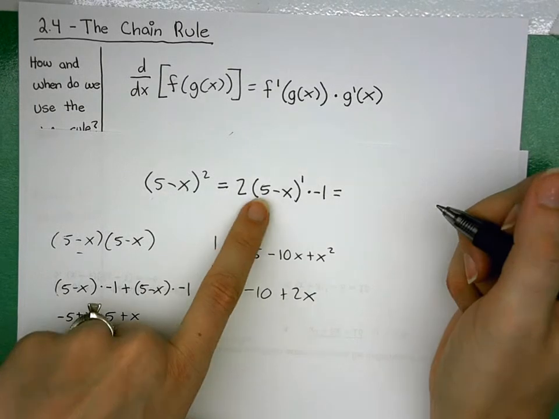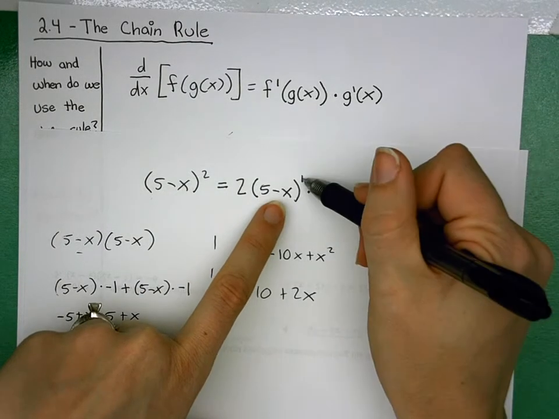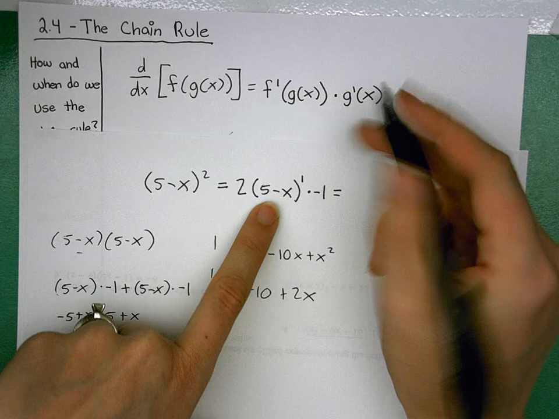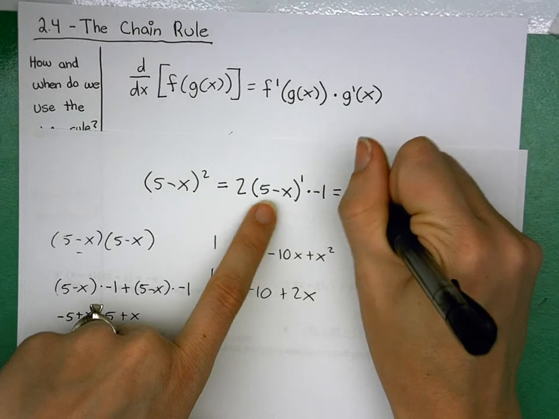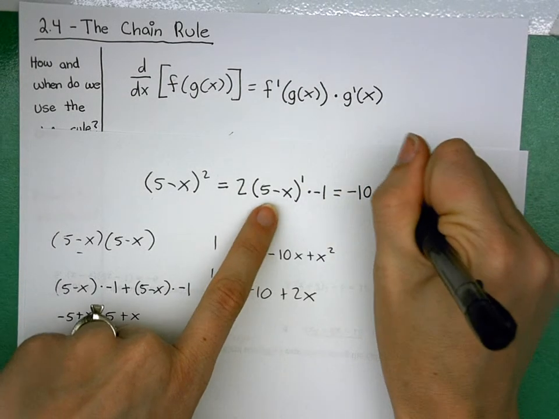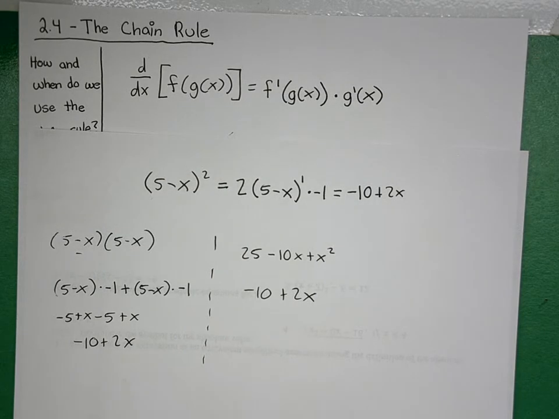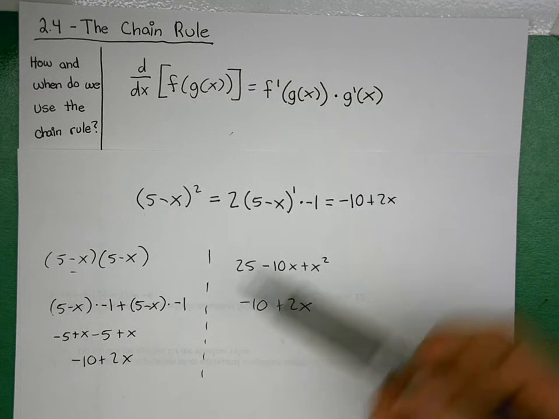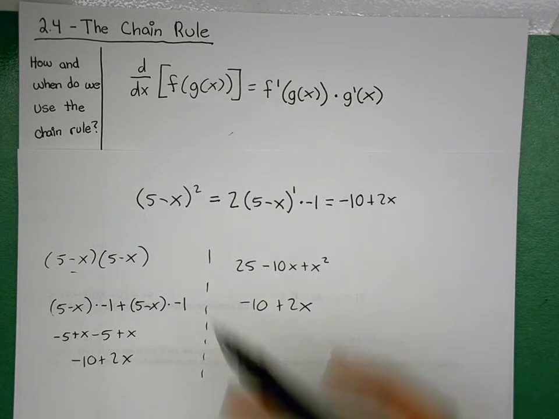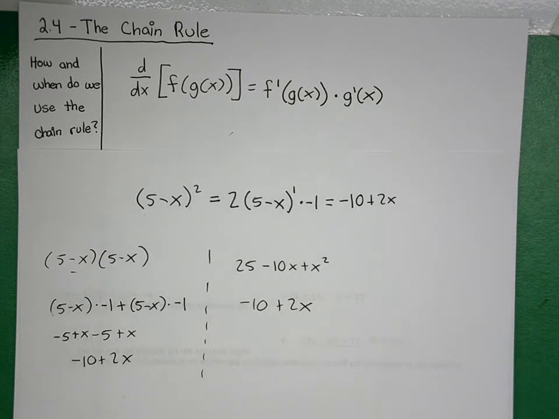And the derivative of 5 minus x is negative 1. And so since we have a 1 exponent, we're allowed to distribute. So if I distributed the 2 and the negative 1, we'd get negative 10 plus 2x, which is the same thing we got using our other two methods. And so you might be sitting there like, well, why would I ever use chain rule? If I can just FOIL it and do power, or for those who are more comfortable with product, if I can just do product, why would I ever need chain rule?